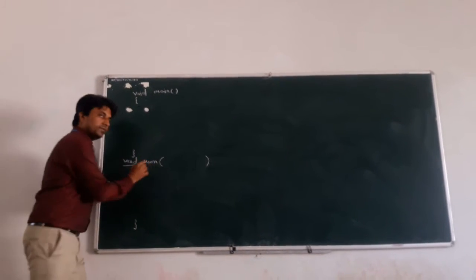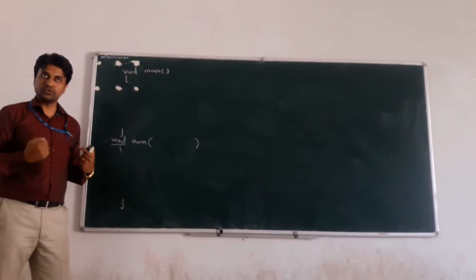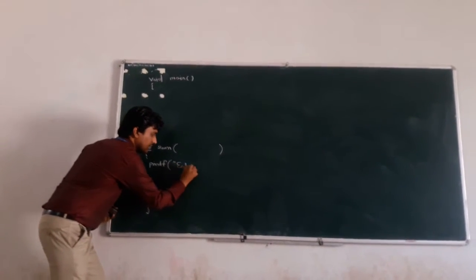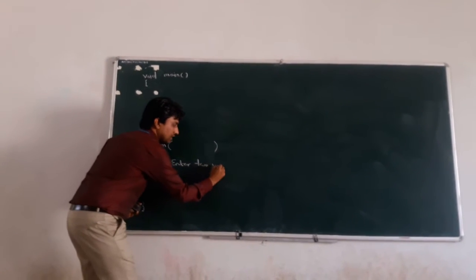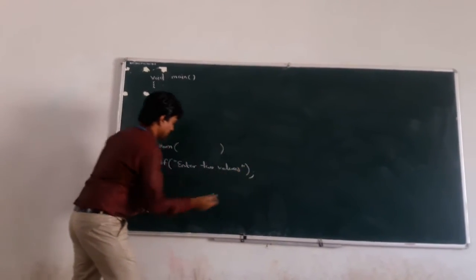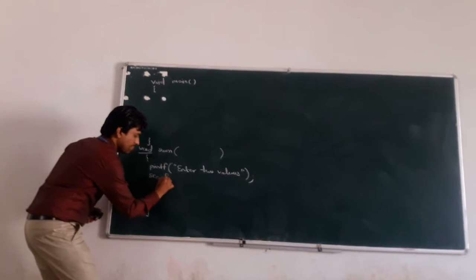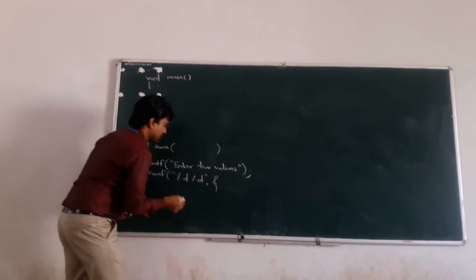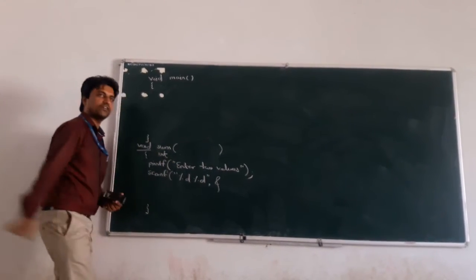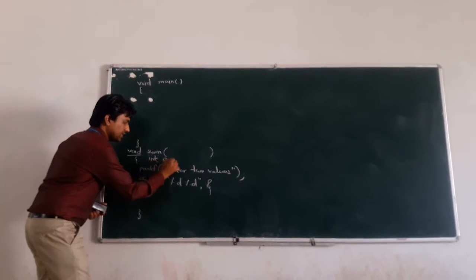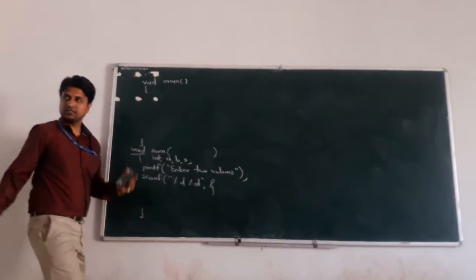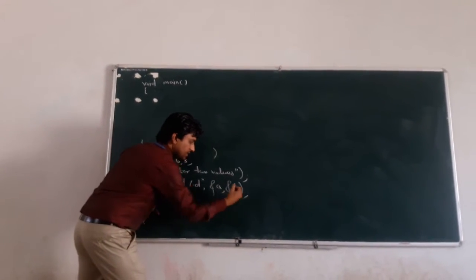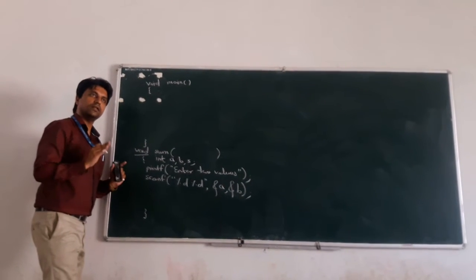What is the code? Sum. Take the values from the user. Two values from the user. So there is a printf, "Enter two values". Then scanf, %d, double quotes complete, ampersand of. Before that, we have to declare the variables. Suppose A, B, and S. These are the three variables. So take the first value in variable A, the second value in variable B.